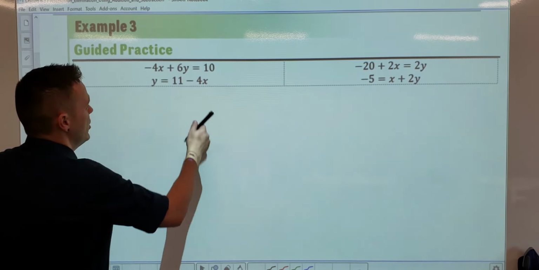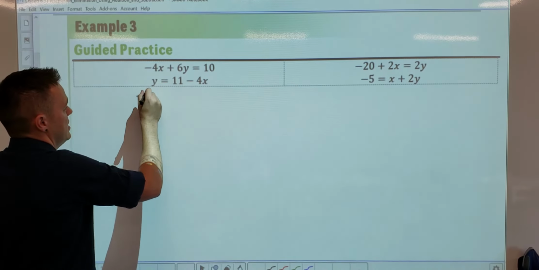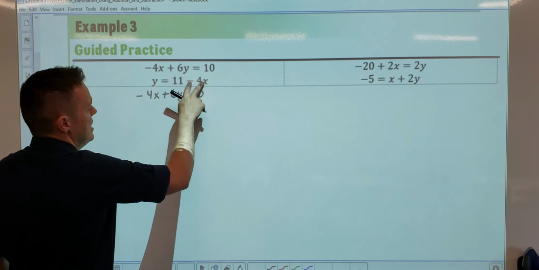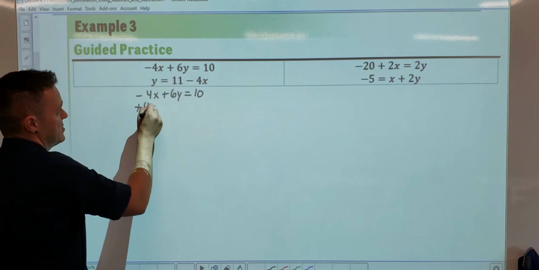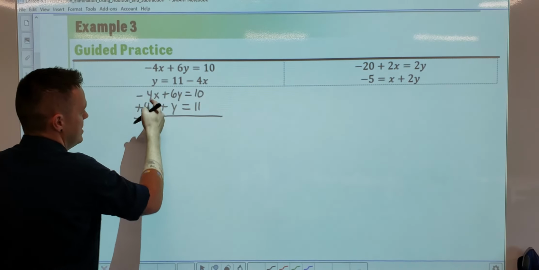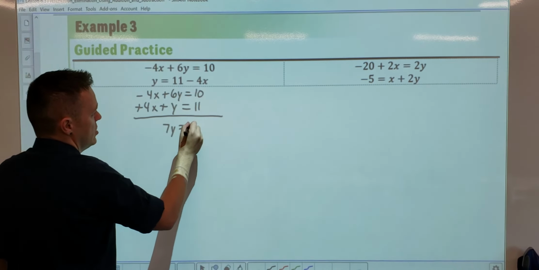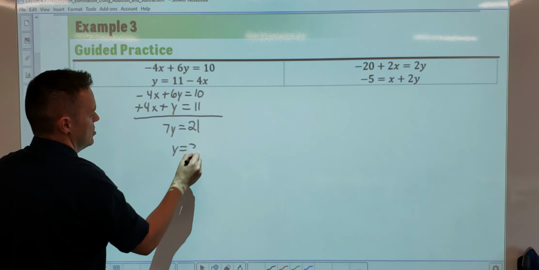All right, hopefully you guys rearranged these. So we're going to move this 4x over to here. So this is going to be negative 4x plus 6y. I'm just rewriting the top equation, and then I'm going to add 4x to both sides. So this would be plus 4x plus y equals 11. All right, when you move it, it cancels out. So 7y equals 21. So y equals 3.